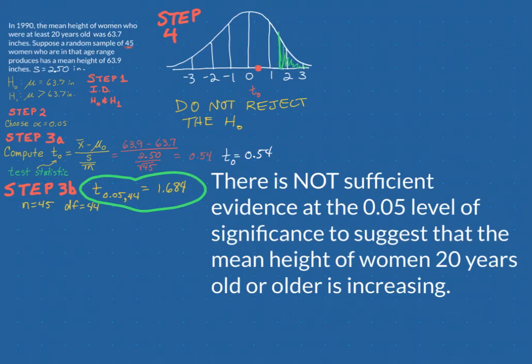And there is our conclusion. There is not sufficient evidence at the 0.05 level of significance to suggest that the mean height of women 20 years old or older is increasing. Not sufficient evidence. Our test value was not within the critical region.